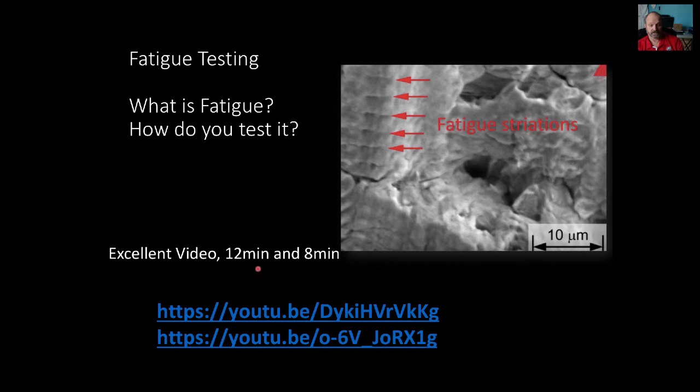So this is a set of videos that talks about fatigue testing. And if you look at it on a scanning electron microscope, you can start to see these little fatigue striations forming. If you bend something one or two or let's say 10 or 100 times, they'll start to get these little striations inside the material until finally a crack forms, and then the crack propagates and breaks. Usually once a crack starts to form and gets to a certain length, it'll fail rather quickly after that.